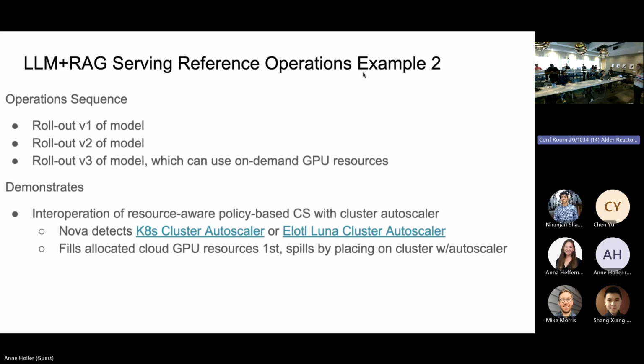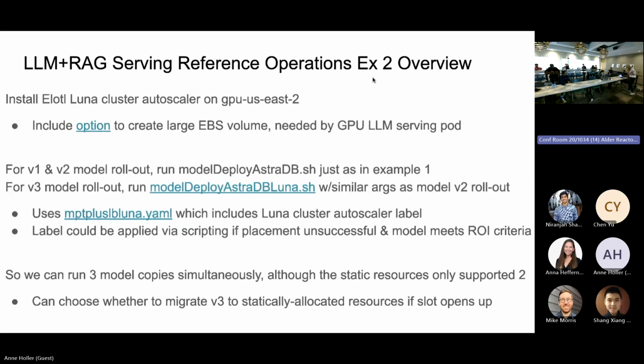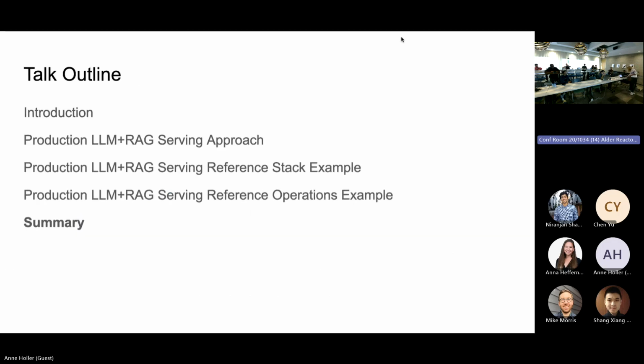But one of my clusters is running an autoscaler. So Nova sees that. It realizes that, okay, there's not enough static resources in both places, but I'm going to go ahead and put version 3 of the model on the cluster that's running the autoscaler. And so that's what it does. And you'll see that example in the GitHub. So that's exactly what we say. So anyway, we're done.